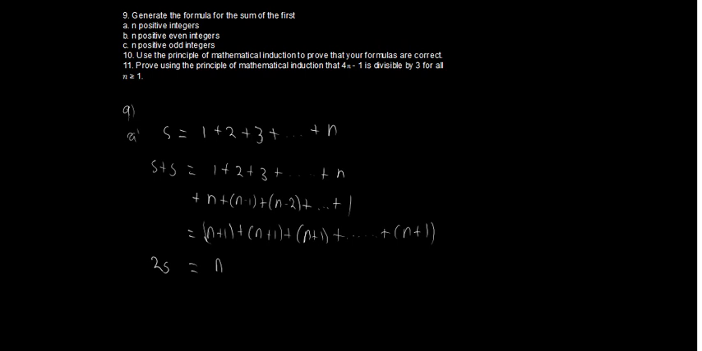open brackets, n plus 1. This is what we have over here. Sorry, not the over 2, I was moving faster there. So now s is going to equal, we divide both sides by 2, and we have n times n plus 1 over 2. So this is the formula for the sum of the first n integers.